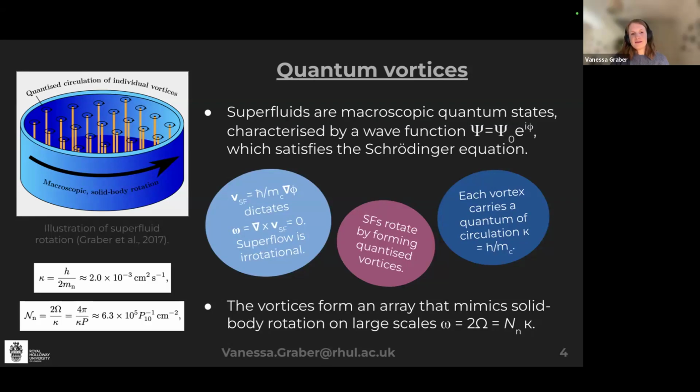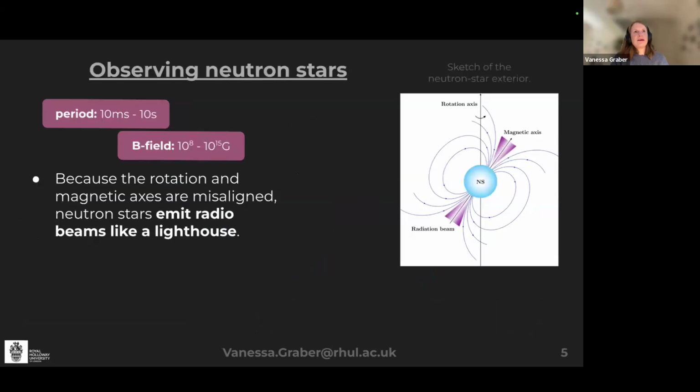To get to that point where it does actually matter, I briefly want to have a quick interlude on how we actually observe neutron stars primarily. So I mentioned earlier that they are fast rotators with periods between 10 milliseconds and 10 seconds, and they have very strong magnetic fields. And you can see a sketch here on the right-hand side of what an idealized neutron star looks like. So it's this sort of dipolar field structure that has a magnetic axis that rotates around an axis, that's the rotation axis, that is actually very often misaligned.